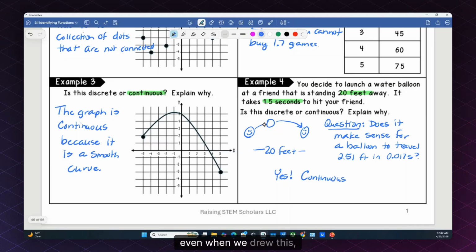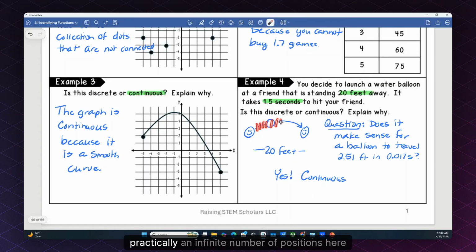Because, even when I drew this picture, it's got this smooth arc, right? Like the balloon's going to be here and it's going to be here and it's going to be here and it's going to be here. There's practically an infinite number of positions here and an infinite number of times that we can have along that trajectory. So this is a continuous function.